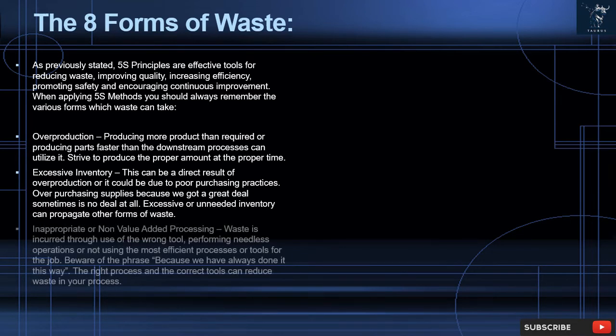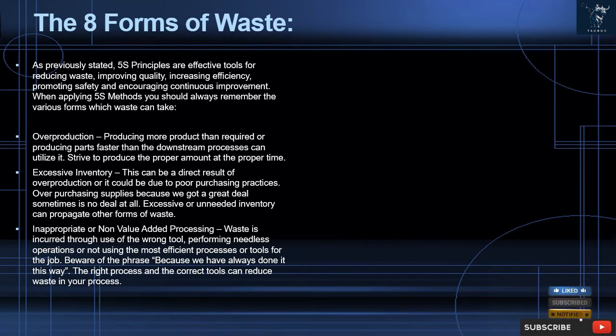Overproduction: producing more product than required or producing parts faster than the downstream processes can utilize them. Strive to produce the proper amount at the proper time. Excessive inventory. This can be a direct result of overproduction, or it could be due to poor purchasing practices. Overpurchasing supplies because we got a great deal sometimes is no deal at all. Excessive or unneeded inventory can propagate other forms of waste.